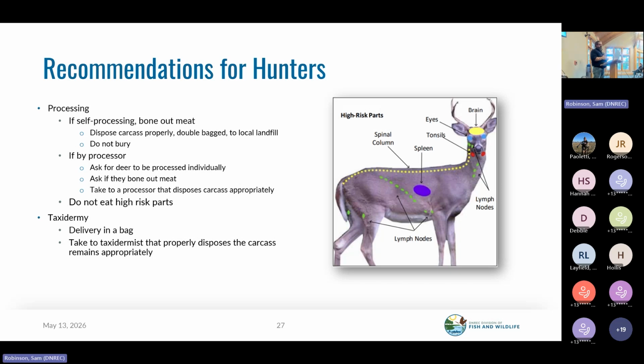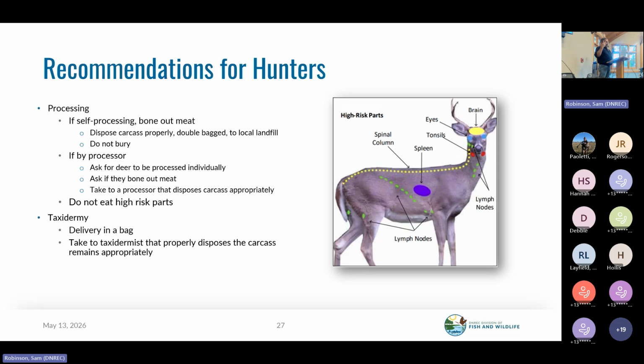If you're going to a processor, ask the processor if they do it individually. We have no regulatory authority over processors, so we can't tell them what to do. But if you just go to the processor, say, hey, do you bone out? Do you do it individually? They say yes or no. You make your decision. Make sure that they're processing the meat, boning it out, and then see if they're disposing of the carcass properly as well. You don't want the high risk parts that we just discussed: the brain, the eyes, the spleen, the spinal column, lymph nodes. That's the same idea.